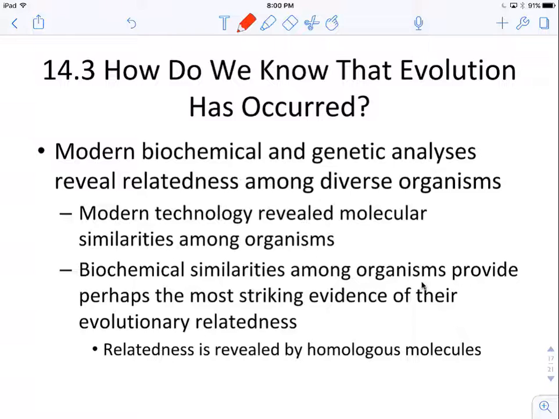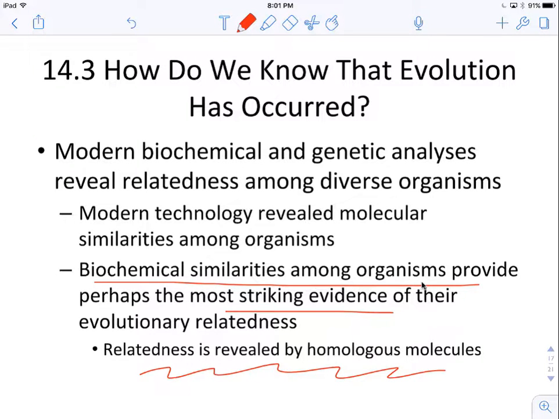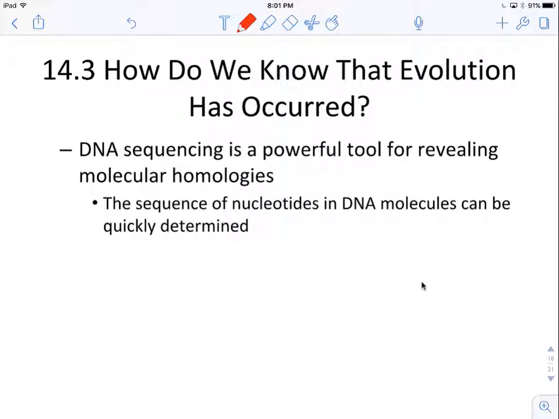All right, so the last things we're going to look at for evidence of evolution are some biochemical and genetic analysis. Okay, and a lot of these have been made possible because of modern technologies, the biochemical techniques, the biotechnologies that we kind of just discussed in our previous chapter. Okay, and biochemical similarities provide probably the most striking evidence for relatedness. Okay, relatedness is revealed by homologous molecules. Try saying that three times fast.